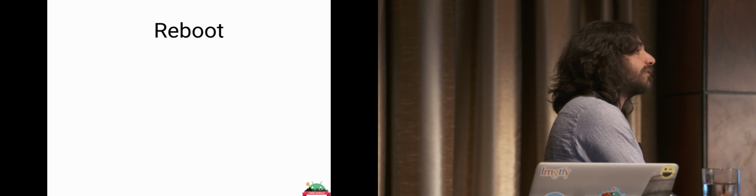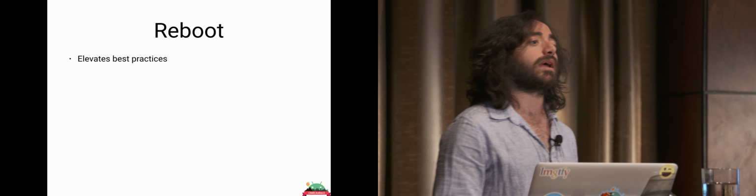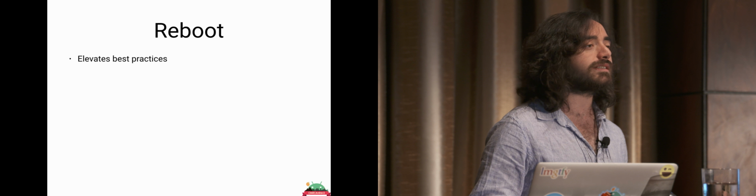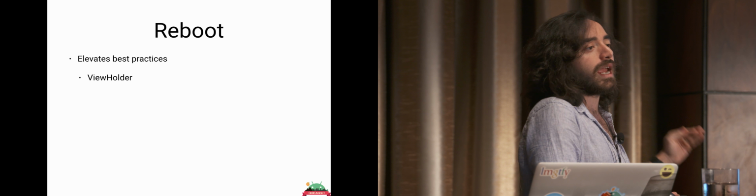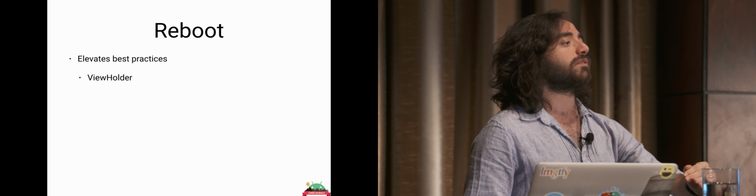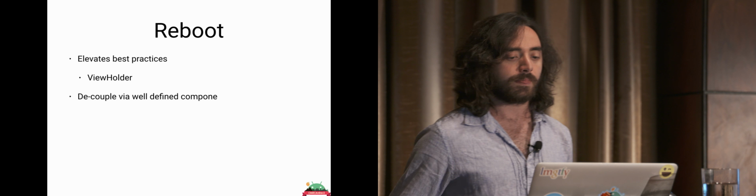What would we do differently so that we don't end up in the same place? The first idea was we elevate the best practices. There's things like, for example, ViewHolder. It became so common that every ListView implementation has a ViewHolder. You know what? Why don't we just make it a first-class citizen of the API?